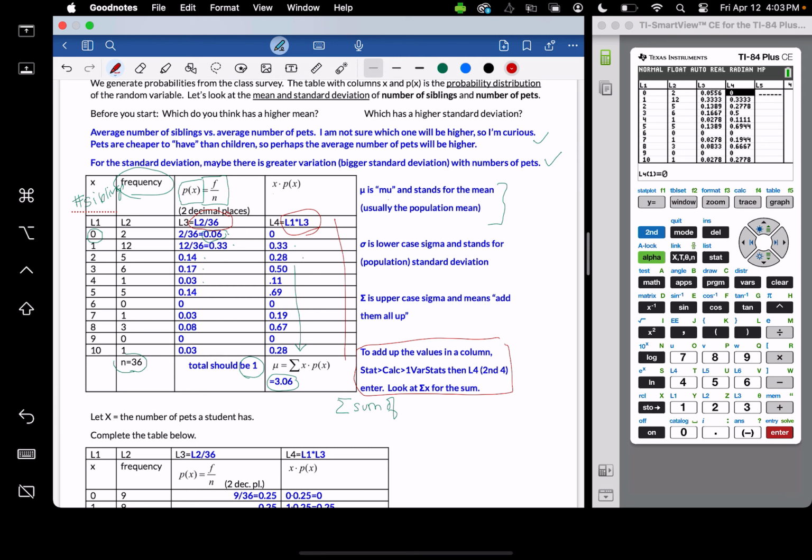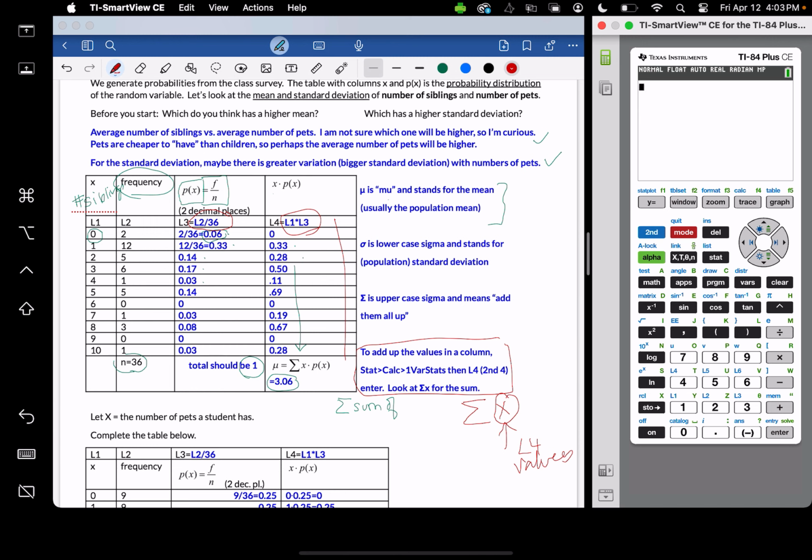So what I really want is the sum of x, where the x's are the L4 values. So again, this sigma notation just means add them all up. And I know these aren't actually the x's, but I can go to second quit and go to stat calc one variable stats. The list that we're dealing with is L4 this time. We're not going to be doing a frequency list.